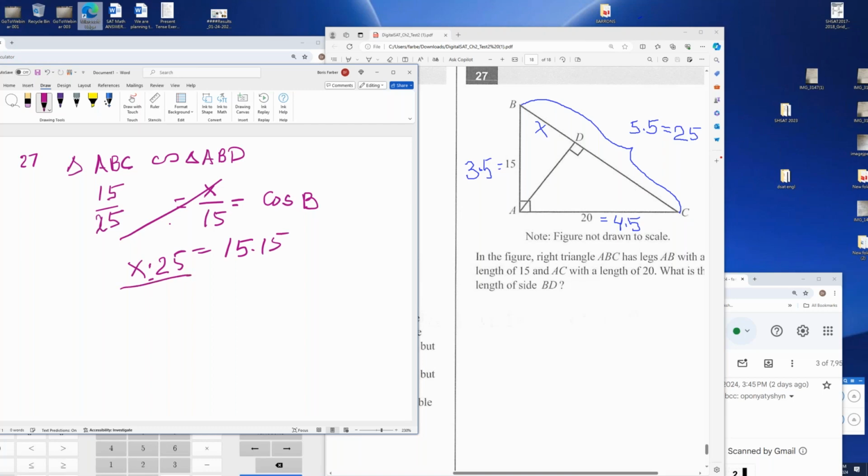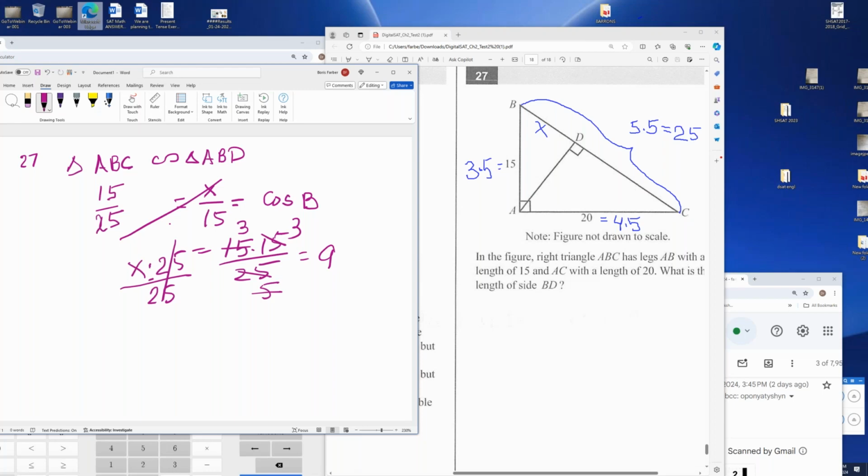Either use decimals or simplify this one, easy. Cancel out by 5. This is 3, this is 5. 5 goes into 15 3 times. 3 times 3 is 9. So the length of BD is 9. So again, it's not only one solution. You can have many different solutions for many questions, but I try to explain everything where you have difficulties.